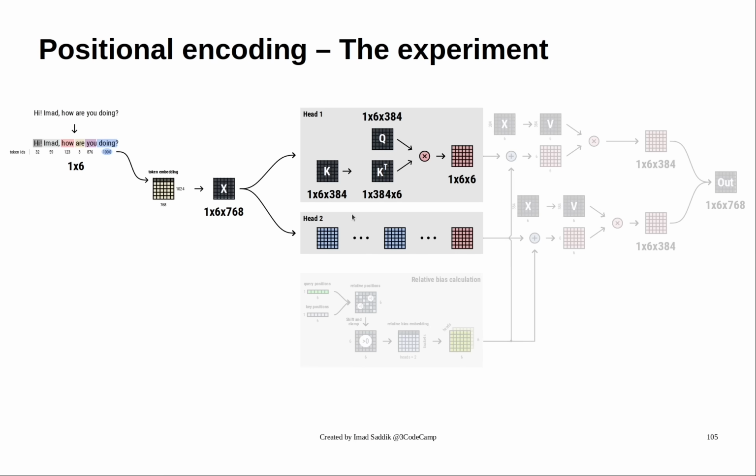We don't continue. We go back to the layer where we calculate the relative bias and do this. First, we create two position vectors, one for queries and the other one for keys. And here the size is 6. So we have 1 as the batch size and 6 is the number of tokens. So we take these two tensors and we use broadcasting to compute a 6 by 6 matrix.